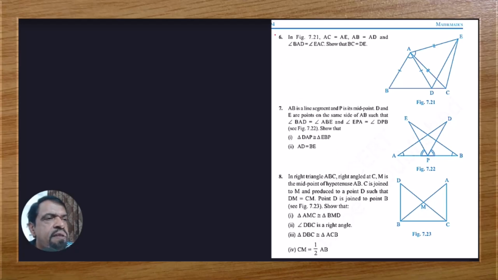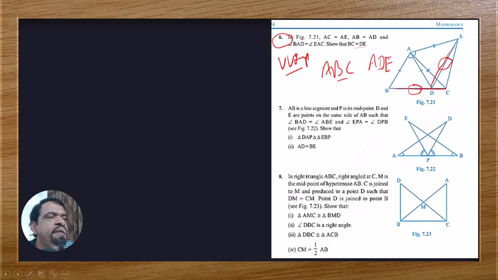Now listen students, this sixth question is very important. A very simple question. Students find this figure somehow tedious, but if you concentrate, you will find it very easy. See, you have to prove that BC equal to DE. So you target the triangles. BC is a part of ABC and DE is a part of ADE. So our target is triangles ABC and ADE.